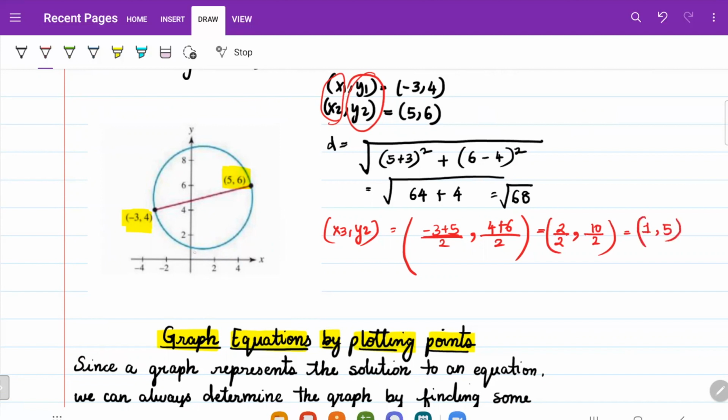As you can see, it would lie somewhere here, on the line where this is 1 and this is 5. So here our midpoint is 1 comma 5. And our distance is root 68 units.